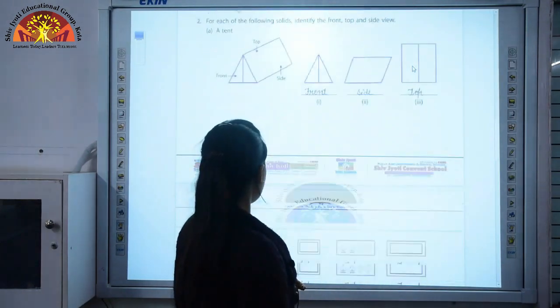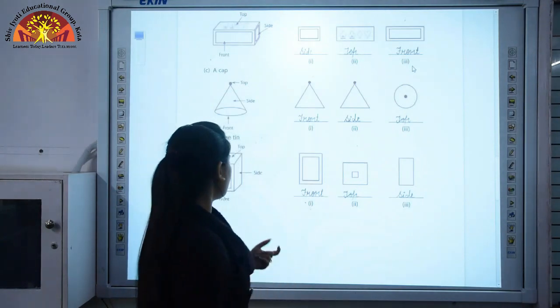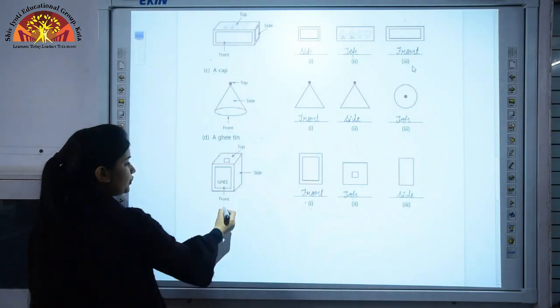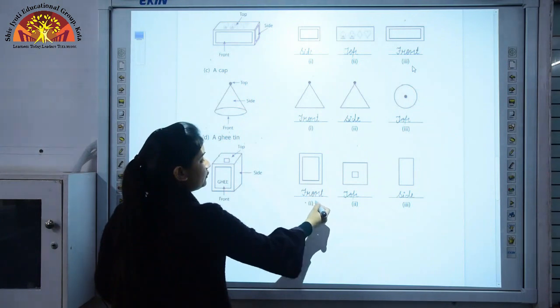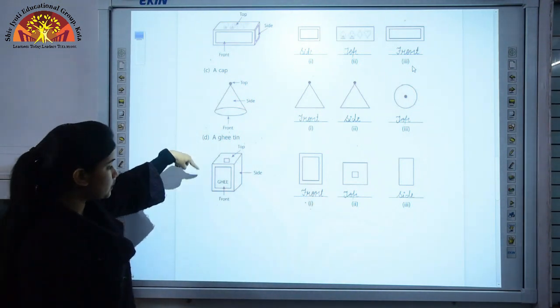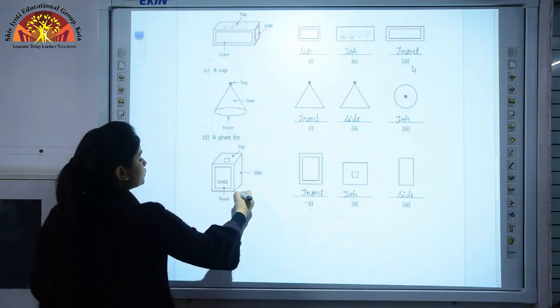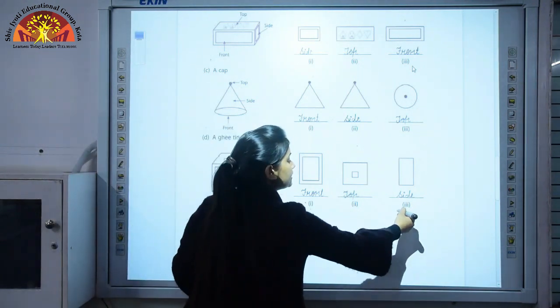So in this way you can find the answer of B, C and D part also. You can see D part here. This is the front view. So I have written front here. Top से देखोगे, so this is the top view of this object. So I have written top here, and this is the side view of this figure. So you will write side here.